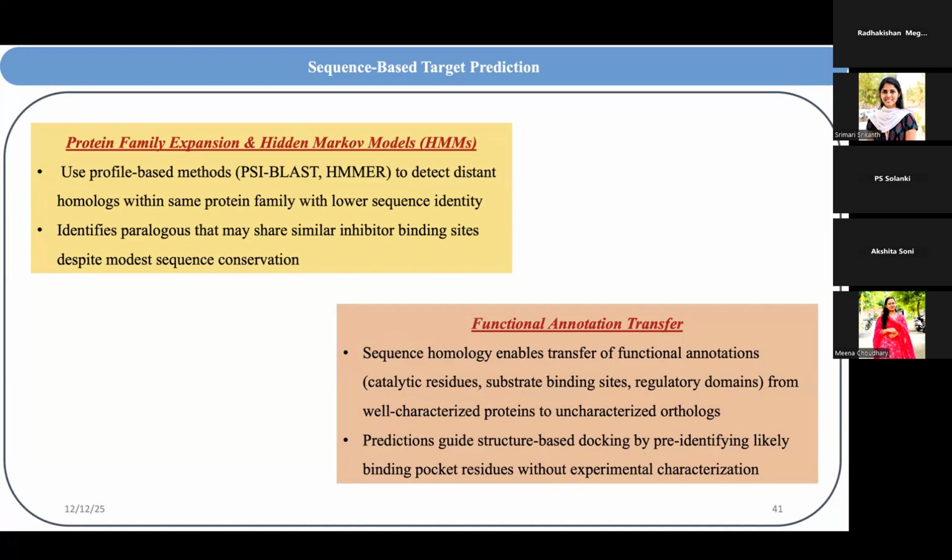So the next one is the functional annotation. If you know the catalytic residues or the binding site of the characterized target protein, we can transfer that information to its orthologous proteins based on sequence similarity and identity. So it is based on the binding pocket.